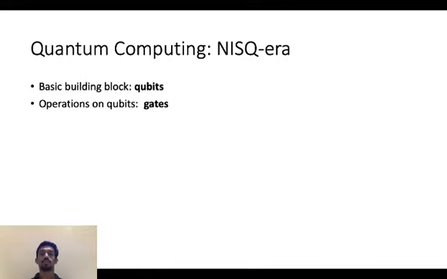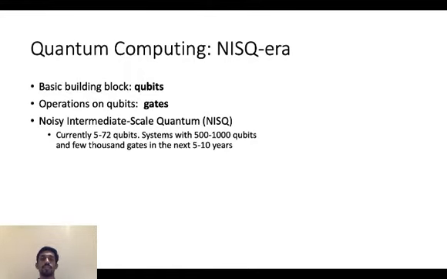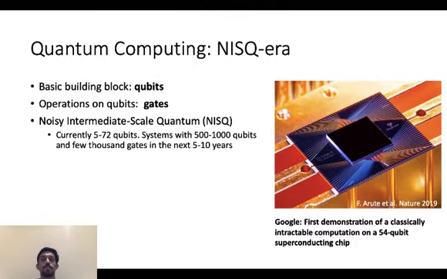Currently, the quantum systems that we can build are small in size. They have 5 to 72 qubits, and the gates that we can apply on these qubits are error prone. So we call these systems NISQ. NISQ stands for Noisy Intermediate Scale Quantum. But in spite of the limitations of NISQ systems, these systems are capable of very powerful computations. As an example, Google recently demonstrated quantum supremacy on a 54-qubit superconducting chip.